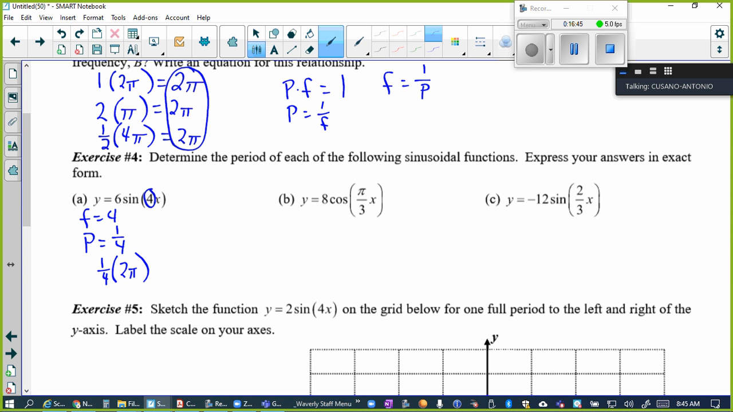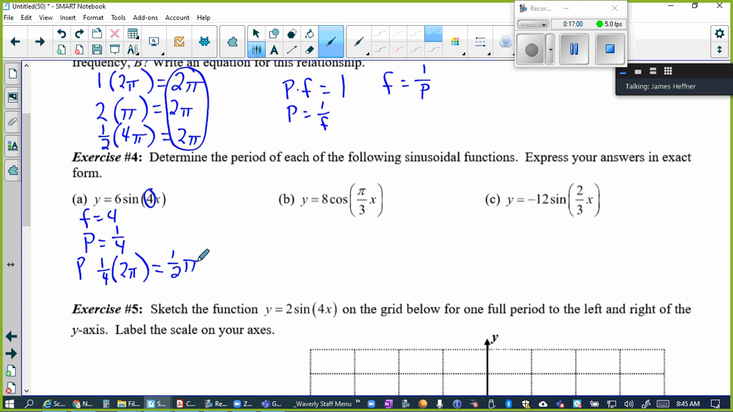1/4 of 2 pi, right, is 1/2 pi. So period equals 1/2 pi. Does that make sense? Let's look at part B.